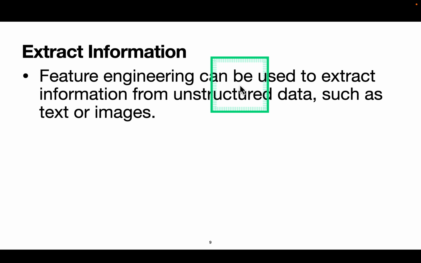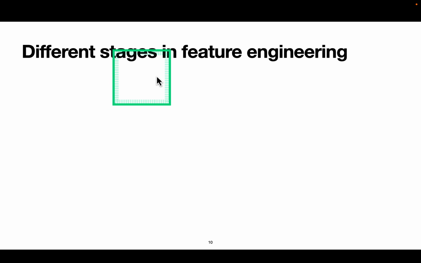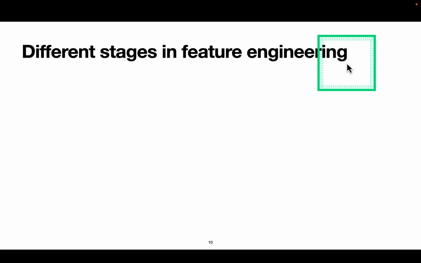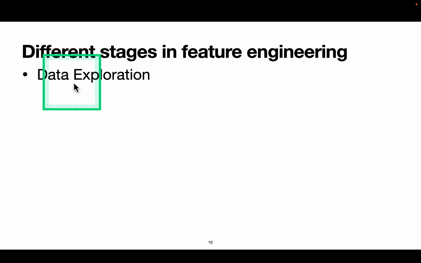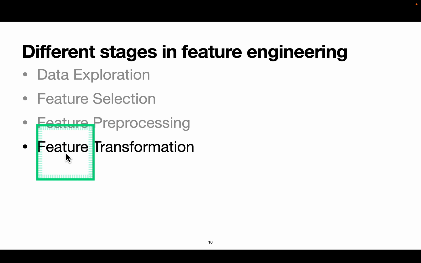Next is to extract information. Feature engineering can be used to extract information from unstructured data such as text or images. This can be done by extracting features such as word count, sentiment analysis, or image features like color histograms, texture, and shape.